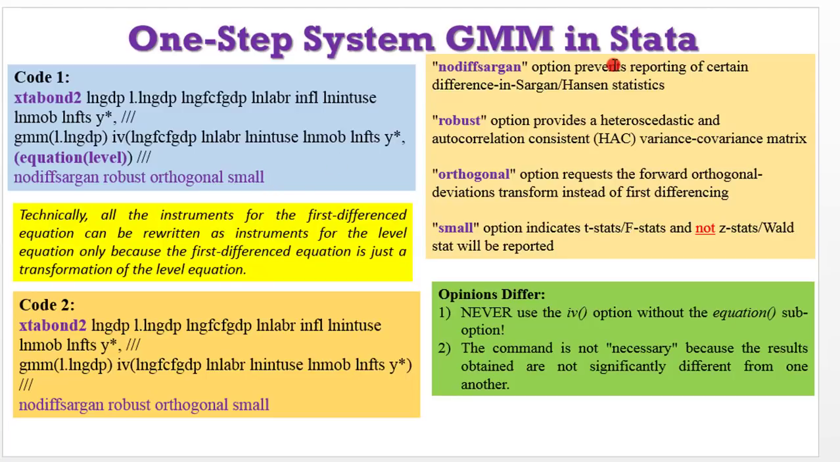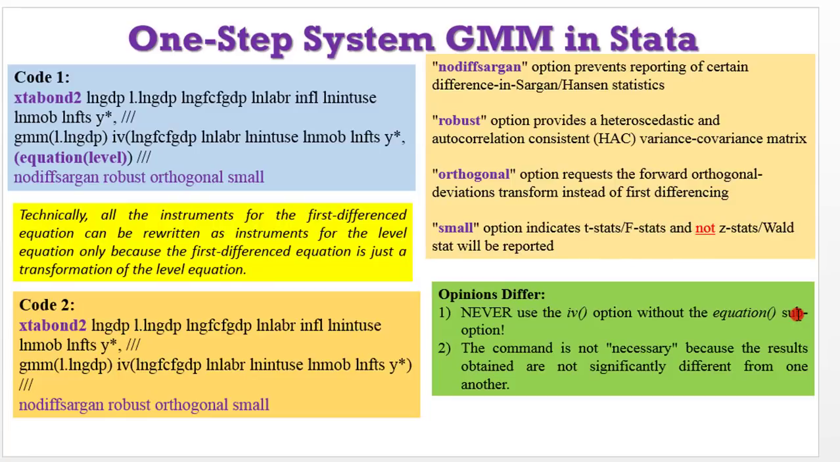The no diff Sargan option prevents Stata from reporting certain difference in Sargan and Hansen statistics. The robust option will provide a heteroscedasticity and autocorrelation consistent variance-covariance matrix. By using the orthogonal option, you are requesting that the forward orthogonal deviation transformation be used instead of first differencing. And by indicating the small option, you are telling Stata that you prefer to have t statistics and F statistics and not Z or Wald tests.